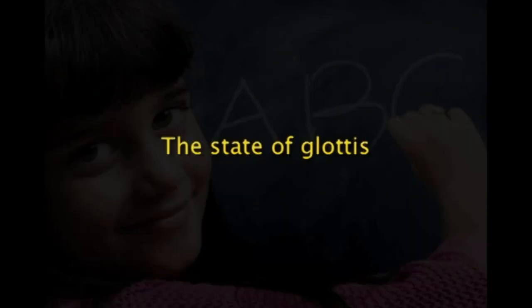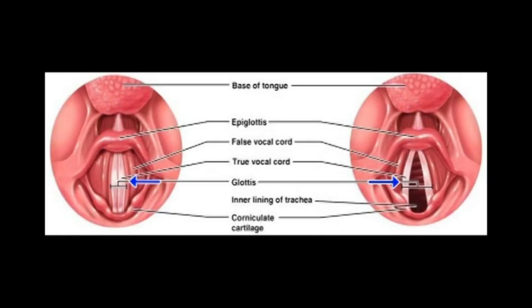Then, if we talk about the second factor, the state of the glottis, as we learnt in our previous class, the glottis is the space between the two vocal cords. During the production of a few sounds, the glottis is wide, which means the vocal cords are wide apart and there is no friction when the sound is produced. Such sounds are called voiceless sounds.